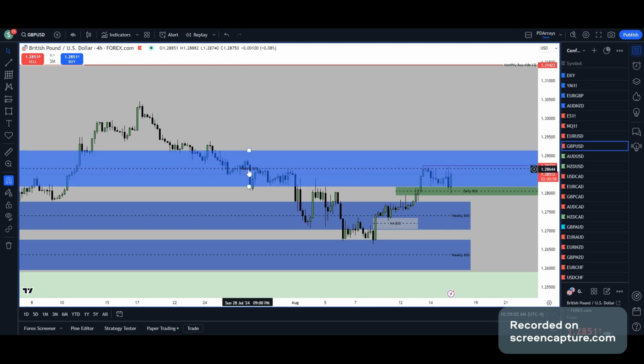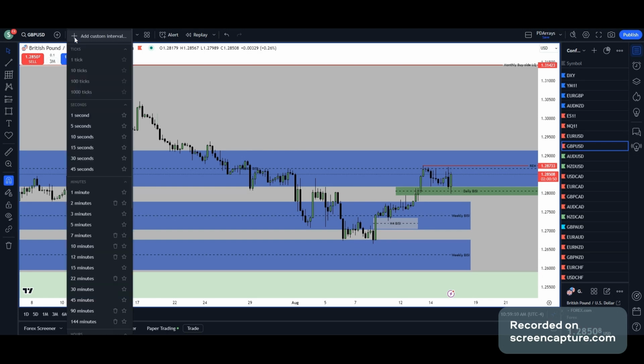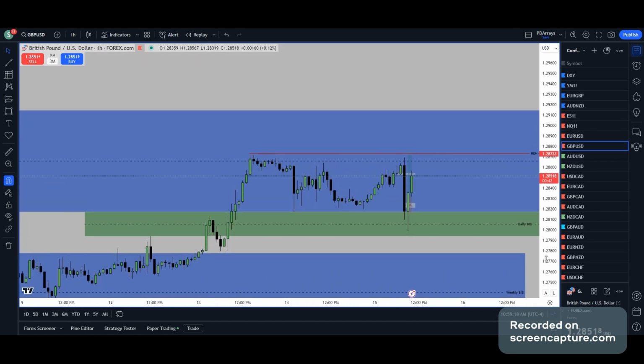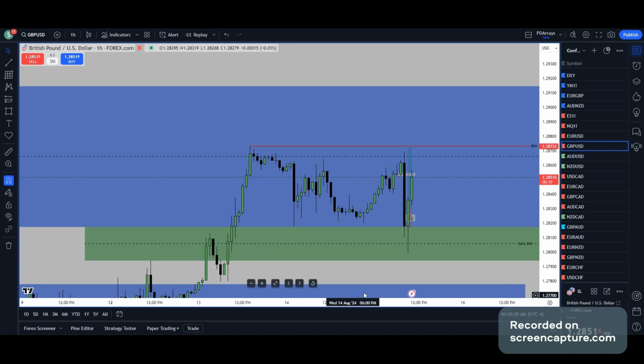Okay, so I'm going to drop down to the hourly. With time frame alignment, I go from the daily to the hourly. So let's see how price left this daily BISI from an hourly time frame. Okay, so this is Tuesday and Wednesday's price action. We can see here we have Wednesday. Okay, Wednesday London sell side liquidity, and also Asia sell side liquidity.